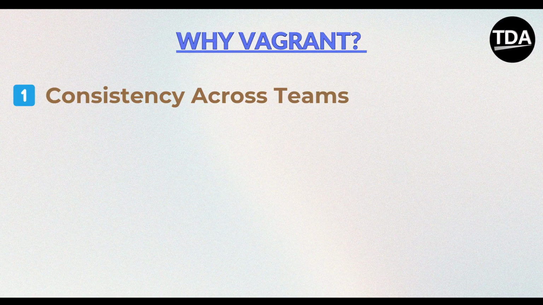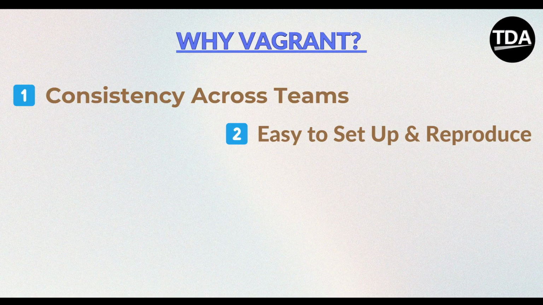Now let's address the biggest question. Why should you even use Vagrant? What makes it better than setting up everything manually? So here are 5 key reasons why developers love Vagrant. Consistency across team. Every developer gets the same working environment, avoiding the "it works on my machine but not on yours" issue. Easy setup and reproducibility. You don't need to manually install software. You just share a Vagrantfile and anyone can recreate your setup.